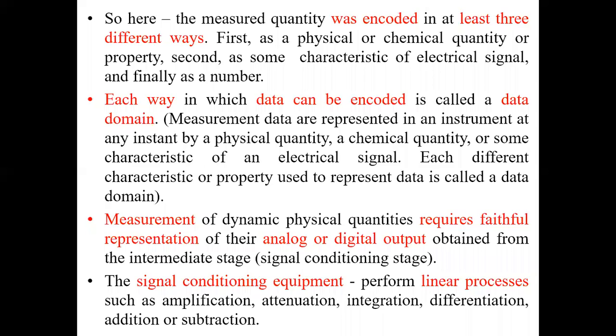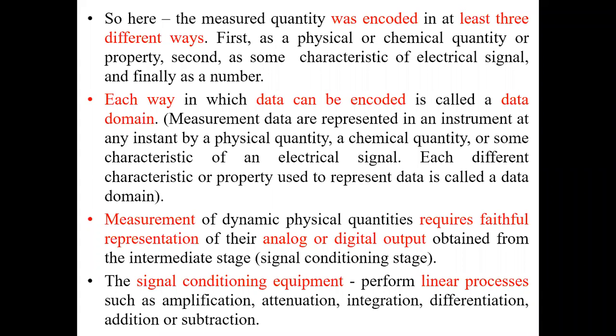So the signal conditioning equipment can perform two types of operations, that is, processes: the linear process and the non-linear process. The linear process is where we can have amplification, attenuation, integration, differentiation, sometimes addition or subtraction. Why do you go for amplification? Whenever the output of the transducer is very low, we can go for amplification.